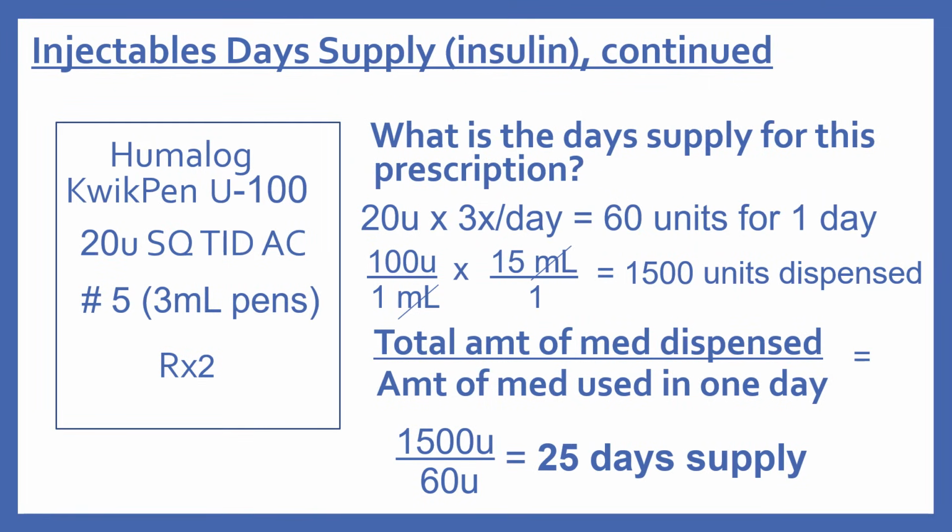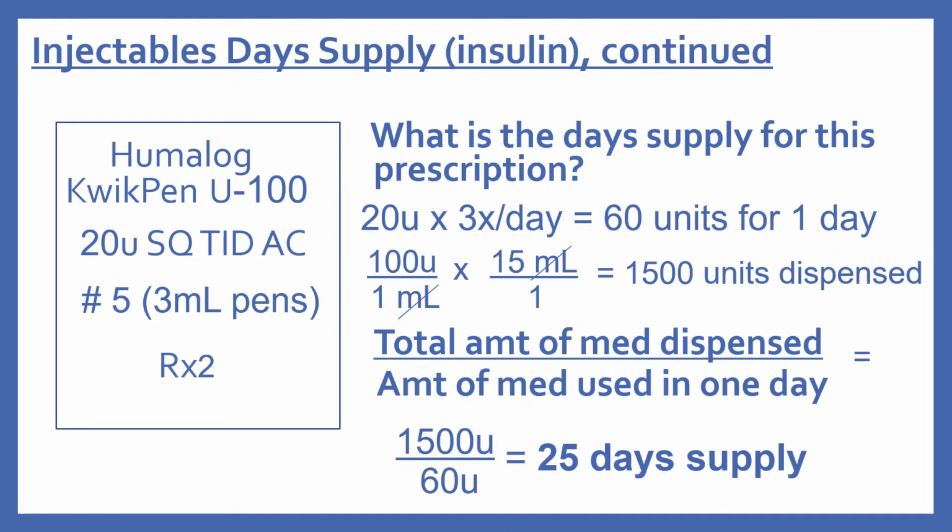One more example here for insulin. We have Humalog Quick Pen U100, 20U SQ TID AC. That's 20 units subcutaneously under the skin 3 times a day before meals. Dispense 5 3-milliliter pens and refill times 2. So what is the day supply for this prescription?